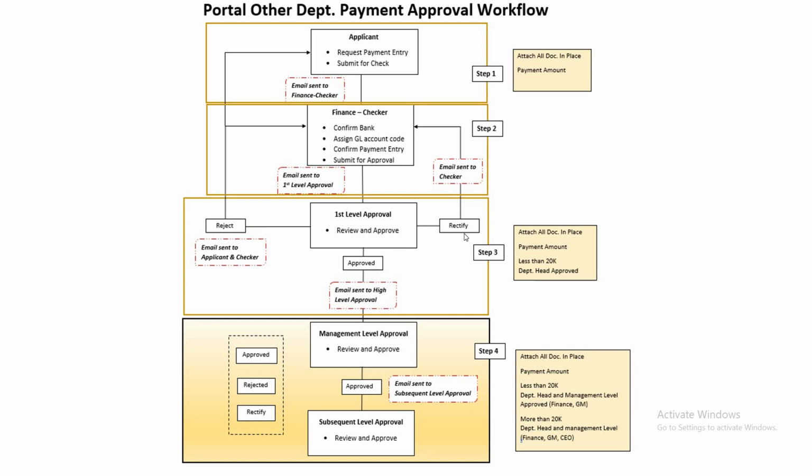Let's say sometimes you need the applicant or the checker to do some rectification, so you can send an action called rectify. An email will be sent to the checker, and the checker will modify accordingly what the first level approval requested, then resubmit back to the first level approval to continue the approval.